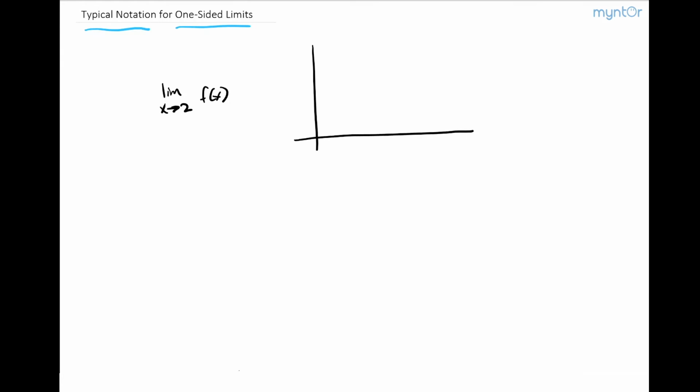So before we get started with this section, I wanted to really quickly go over typical notation for one-sided limits. So when we take the limit as x approaches 2 of some function f of x, generally what that means is if this is a graph and here is my function f of x, and let's say that this point right here is when x is equal to 2.